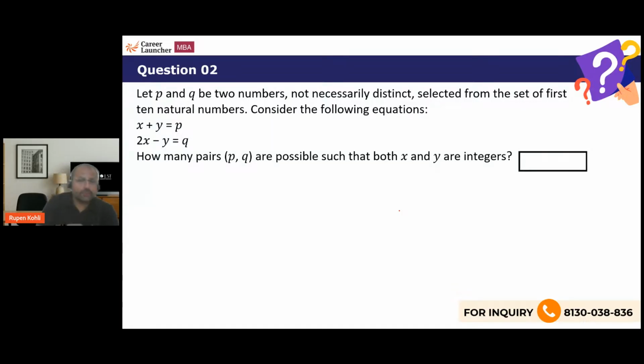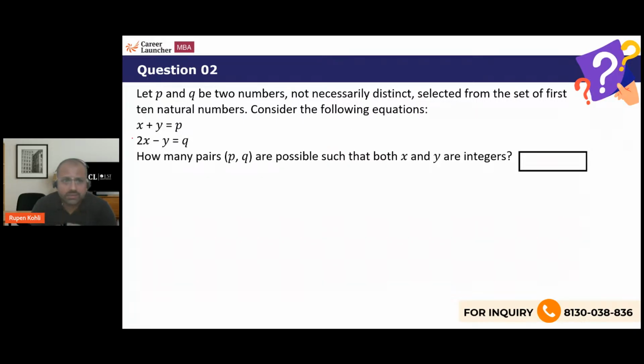All right, let's see now. Again, let P and Q be two numbers, not necessarily distinct, selected from the set of first 10 natural numbers. So basically, P and Q can take the values from 1 to 10. They are natural numbers by default, right? Because they are selected from 1 to 10. And they are not necessarily distinct, so they can also be equal to each other.